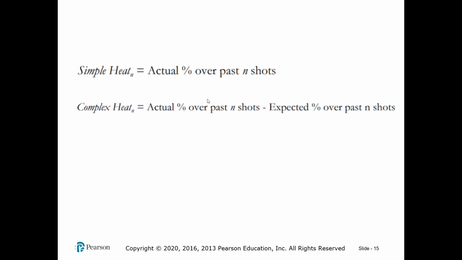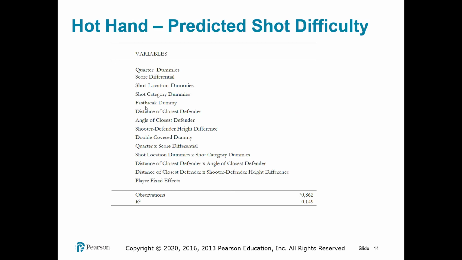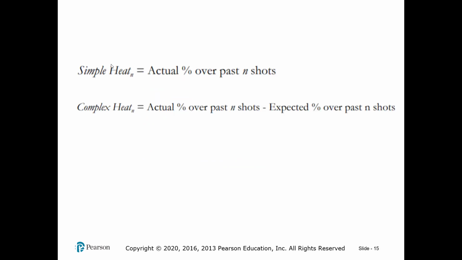Then we define this hot hand. The reason we need the measure in the previous slide of shot difficulty, and the probability of making the shot or not, is that we need to define these metrics. So the simple heat is your actual shooting percentage over the past 10 shots. But the complex heat is how much you actually got over the last 10 shots minus what you would be expected to get based on the predicted shot difficulty.